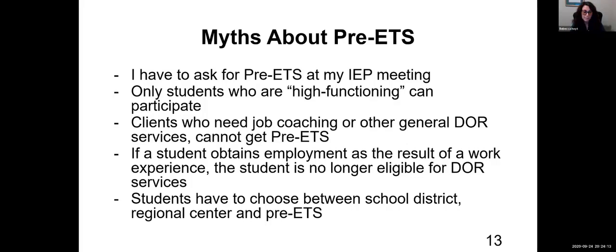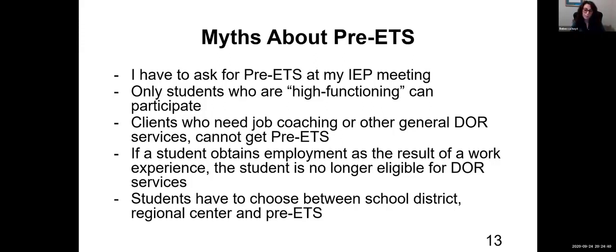And lastly, that students have to choose between either services from the school district or regional center or pre-employment transition services. Again, under WIOA, these agencies are supposed to coordinate services together. Students can receive services from all 3 agencies or in collaboration. Agencies even have some flexibility to split funding of different services.